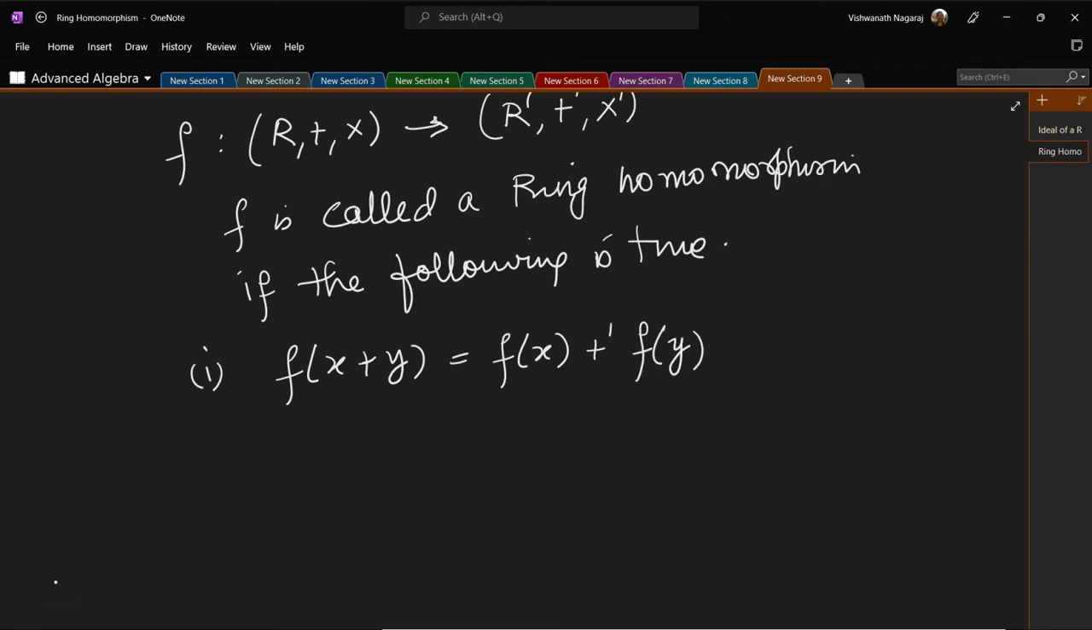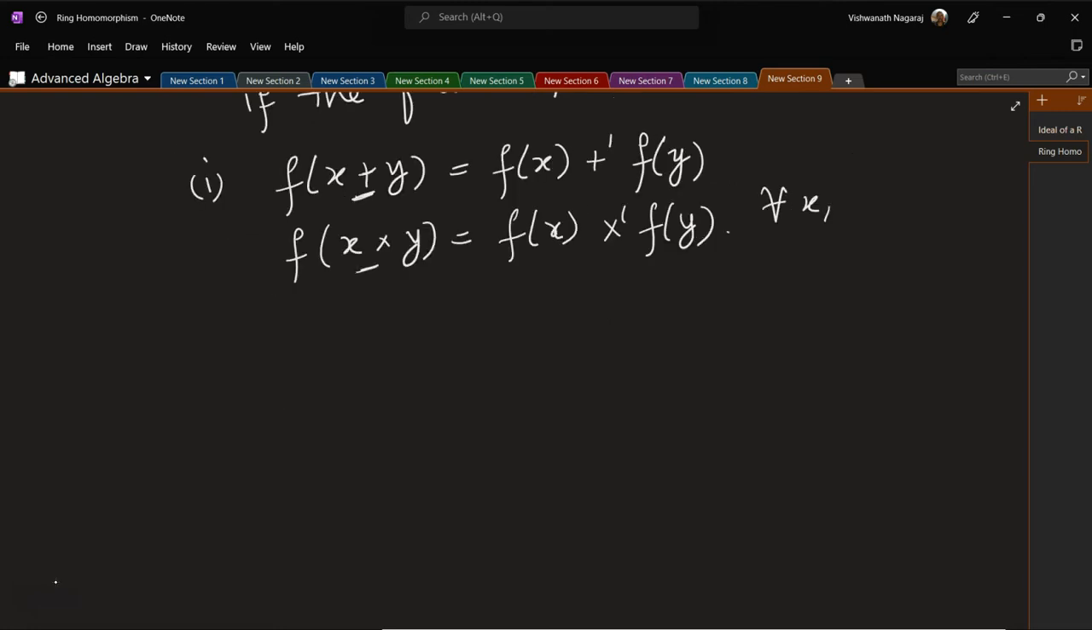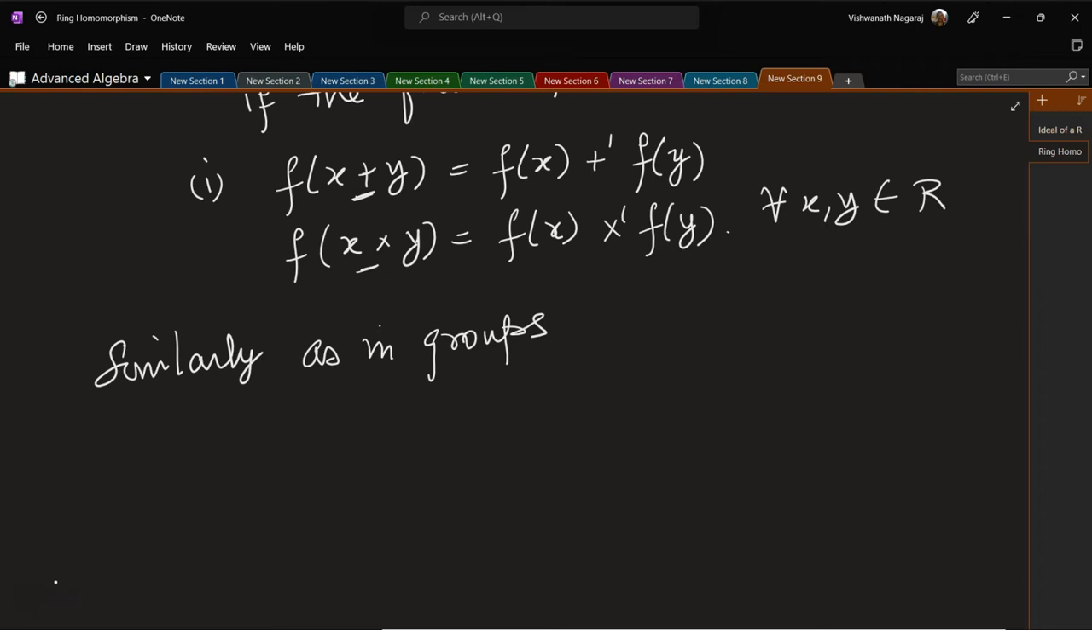But since there are two operations, we also have another condition: f of x times y is equal to f of x times prime f of y. So these are the operations which are coming from the right hand side, and these operations are coming from the left hand side. And here for all x comma y belonging to the first ring. And similarly, as in groups, we have the concept of isomorphism.